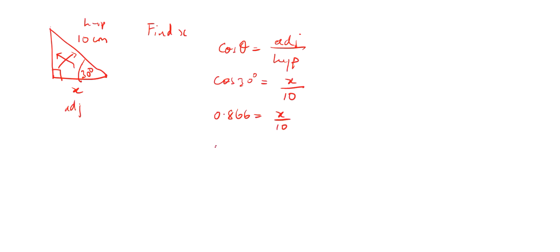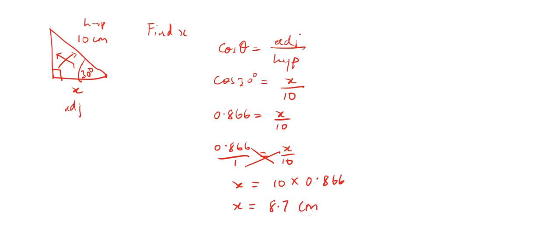I'm going to write this over so I can cross multiply. 0.866 over 1 is equal to x over 10. I'm going to cross multiply, so therefore x is equal to 10 multiplied by 0.866, and therefore x is equal to 8.7 cm. I just rounded it off to 1 decimal place. All right. Now let's do another example.